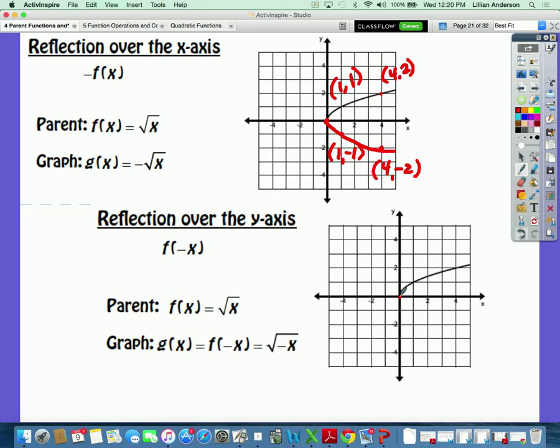The next one reflected over my y-axis. 0, 0 stays. But 1, 1 turns into what? Negative 1, 1. 4, 2 becomes negative 4, 2. So when I reflect it over my y-axis, my x's became negative. See how it works there? Questions on your reflections?